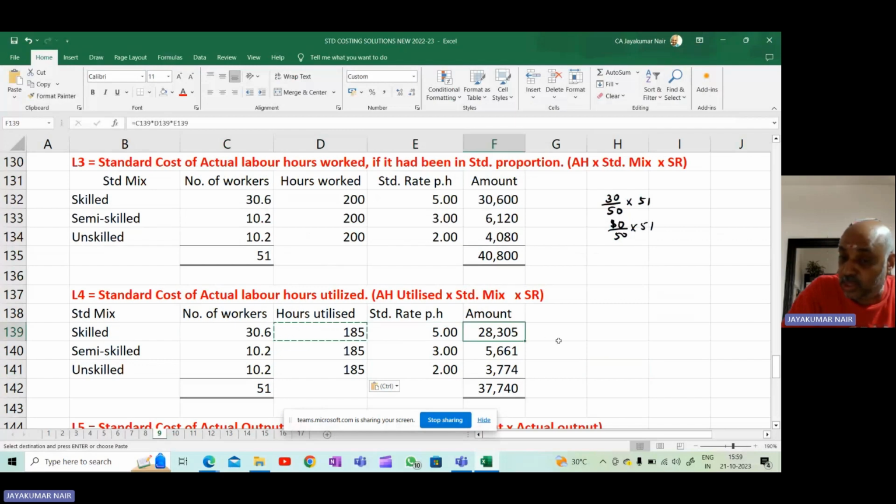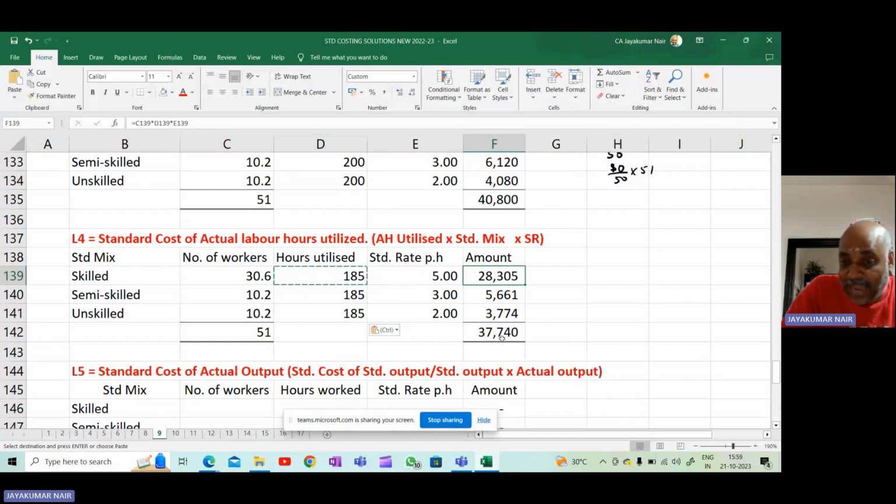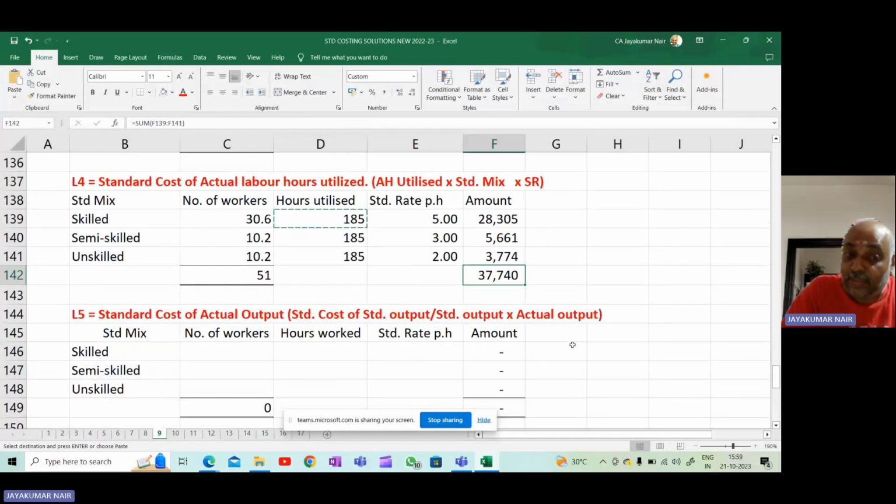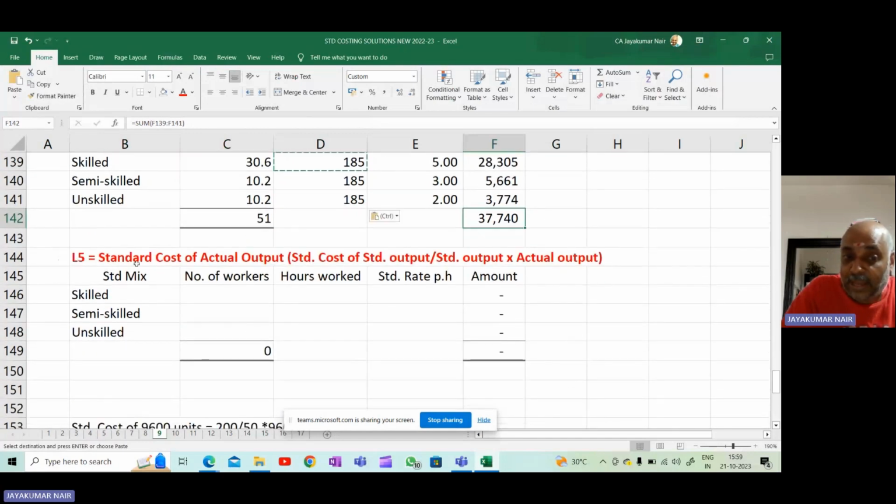You'll get the 28,305. So if you multiply and add it up, you get 37,740. So this is standard cost of actual labor hours utilized, 37,740. Now the last one, standard cost of actual output.